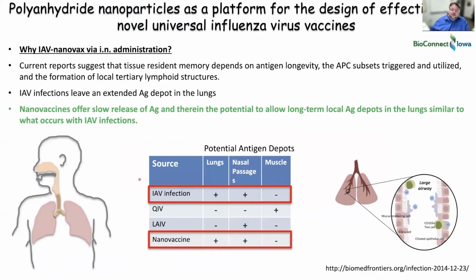The other main thing that nanoparticles really confer to us is the ability of an antigen depot. And I referred to the tissue resident response just a minute ago. Well, we know that having extended antigen depots boosts this tissue resident response. And in fact, infection with flu does leave behind an antigen depot well after the virus is cleared. The nano vaccine, because of its design, can do the same sort of thing. But the two current flu vaccines do not do this, particularly within the lungs.